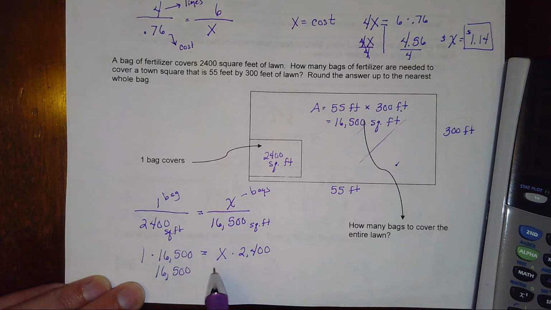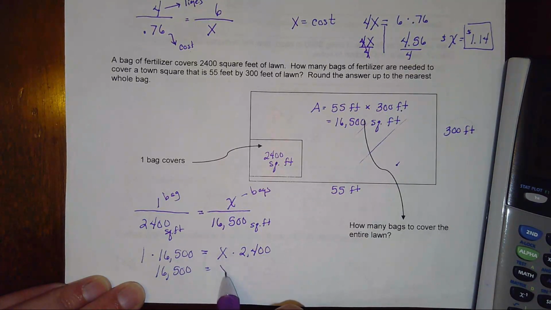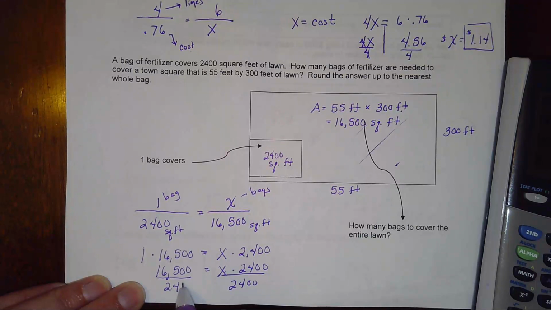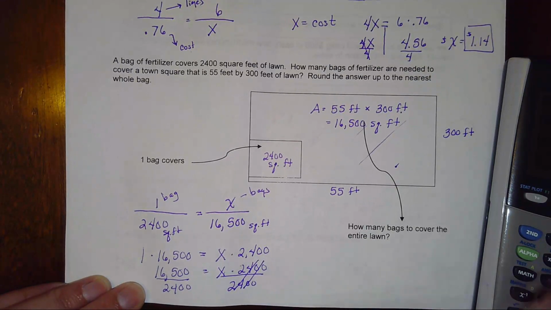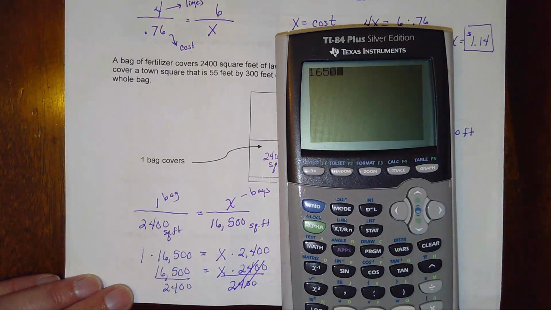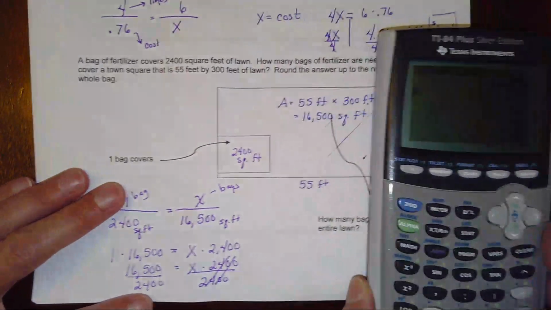Okay. So division is always last. And then we need to talk about rounding. So pull out your calculator and figure out how many bags we owe.